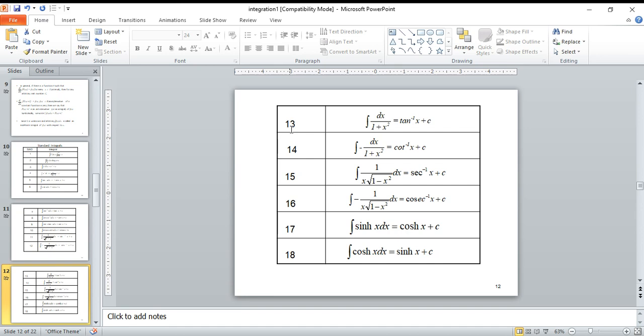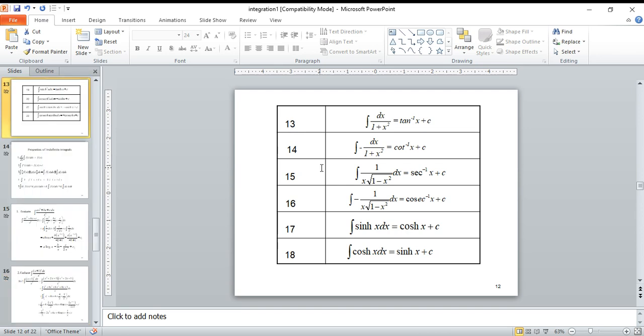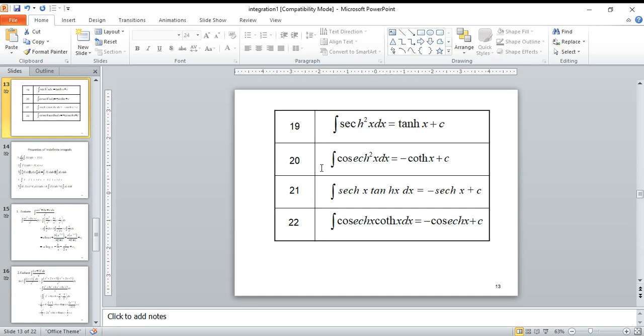There is no change, no minus symbol. Integration of cos hx equals sin hx plus c. There is no change in the signs. Next, integration of sec h square x dx equals tan hx plus c, and cosec h square x dx equals minus cot hx plus c.